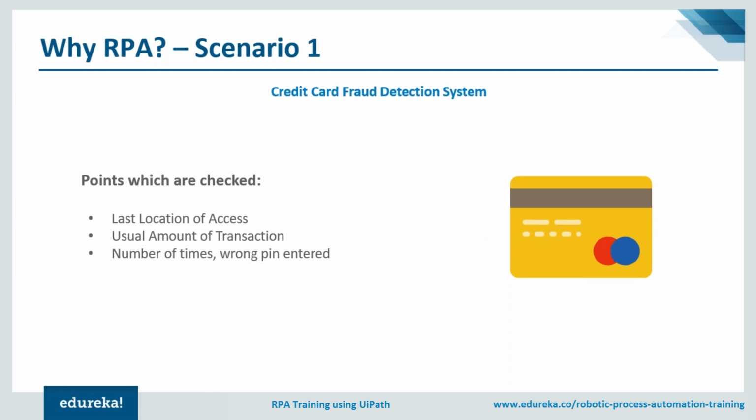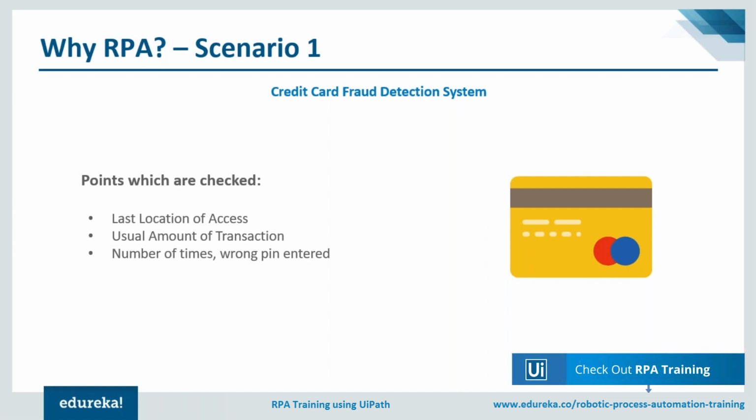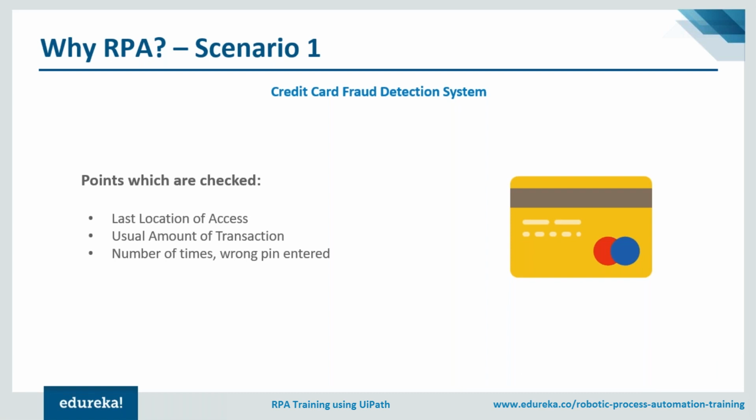Maybe, for example, the last location of access for your credit card is far away from the access which is showing on the screen, or it could be anything showing in the transaction right now. It becomes suspicious then. Second, the usual amount of transaction that you make may be around 20 to 30,000 of cash, but suddenly if you make a transaction of 500,000, it's a huge number. So that again becomes suspicious. And then finally, the third rule could be the number of times you enter the wrong PIN, right? That could be someone who has caught hold of your credit card and is trying to get the money out of it. So this could also be a suspicious transaction.